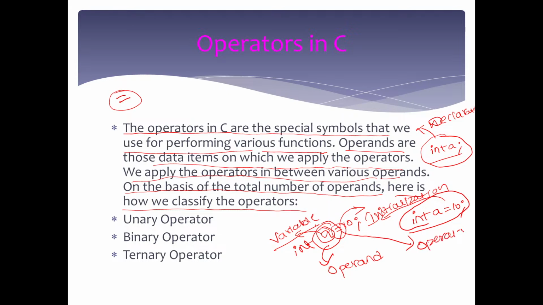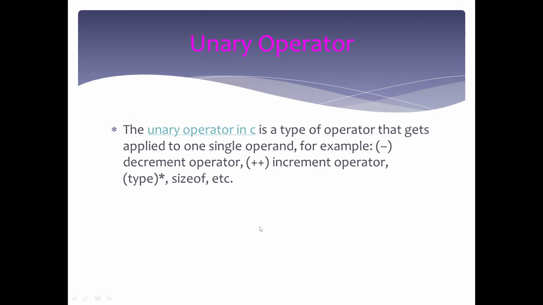So operators are nothing but the operations which we are going to perform on the operands. So here the operators are broadly categorized as unary operators, binary operators and ternary operators. Okay, now we will discuss the unary operators. The unary operators in C is a type of operator.